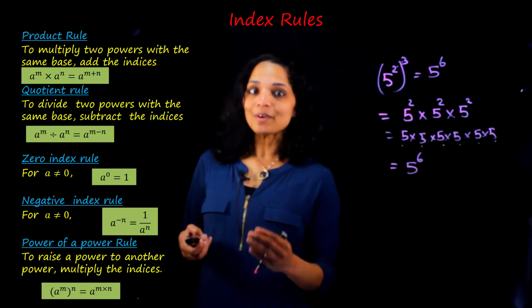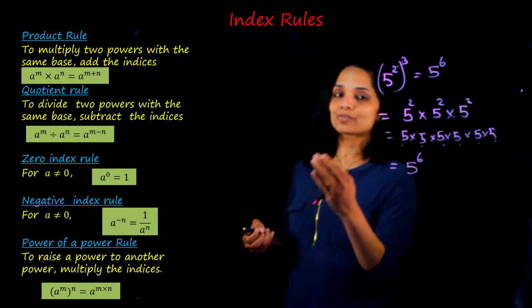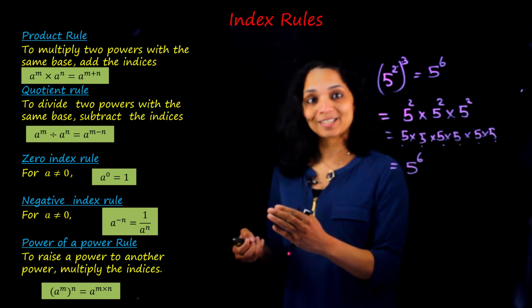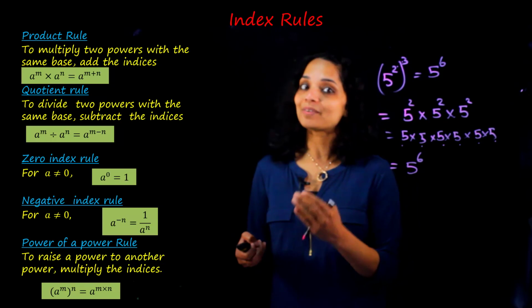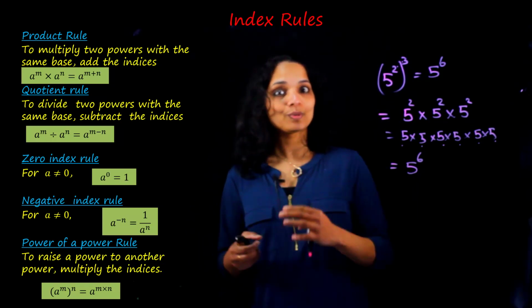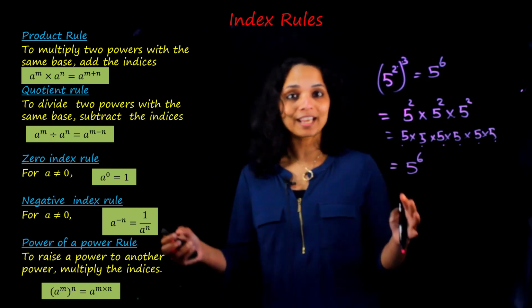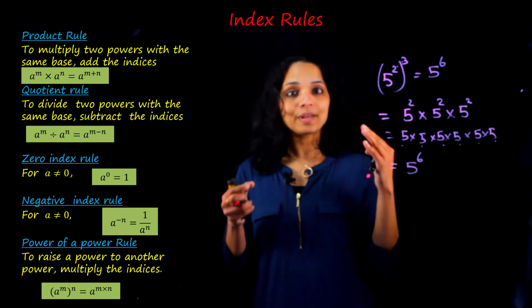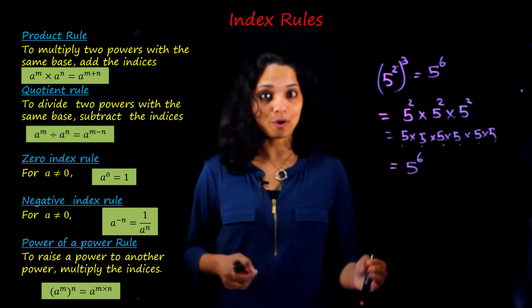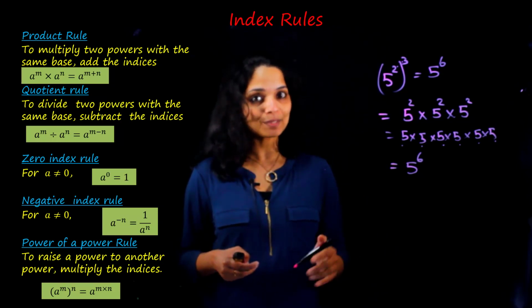So in summary, we've learned about the product rule, quotient rule, zero index rule, negative index rule, and also the power of a power rule. These rules are used on multiple occasions throughout maths. So please make sure you learn them properly and do as many examples as you can.